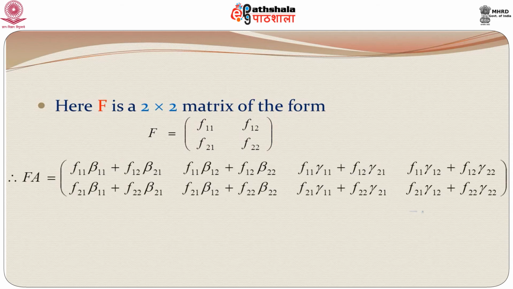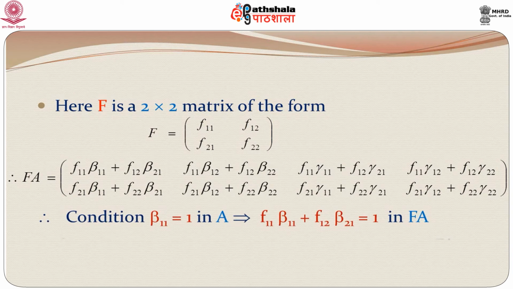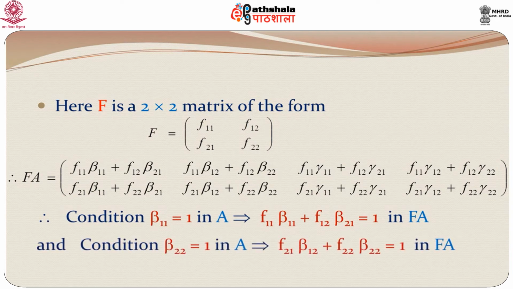Remember, we already have two conditions. The first of the conditions is beta 1 1 is equal to 1 in A. So, these are the conditions we had on A. So, this condition of beta 1 1 equal to 1 in A translates to the same condition. If you have the same a priori conditions on FA, it means that the 1 1 element of FA must also be equal to 1.